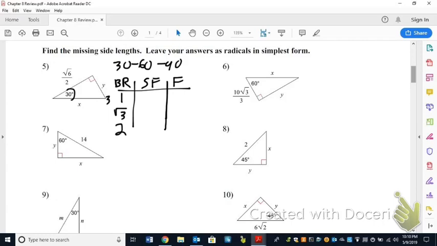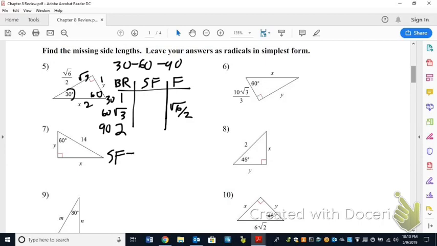With the 1 leg being across from the 30, so that would be this one right here. The square root of 3 leg being across from the 60, right there. And the 2 leg being the hypotenuse. So, we're going to plug in square root of 6 over 2 there. Now remember that our scale factor, that's what we need to do now. We need to find the scale factor.